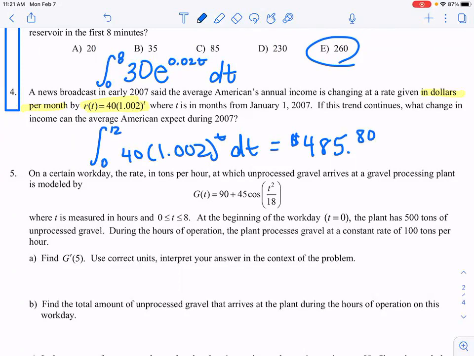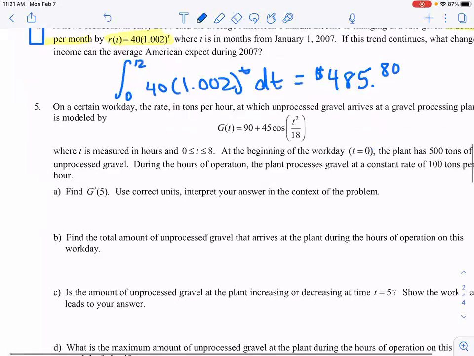calculator? Well, we know that the antiderivative would be 30e to the 0.02t times 1 over 0.02. Like if we use U substitution. And then you evaluate it from 0 to 8. Are you with me? Yeah, I mean, you could do it. It would just take a little bit of work.